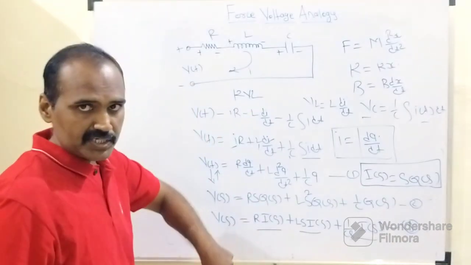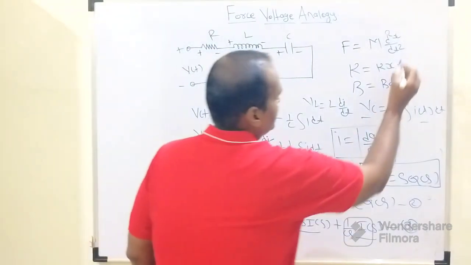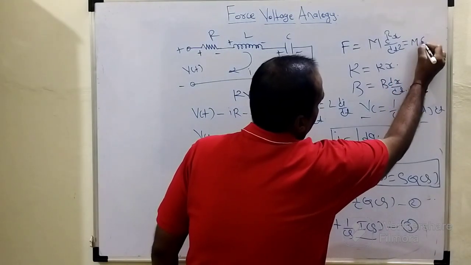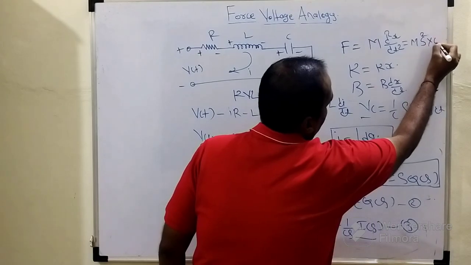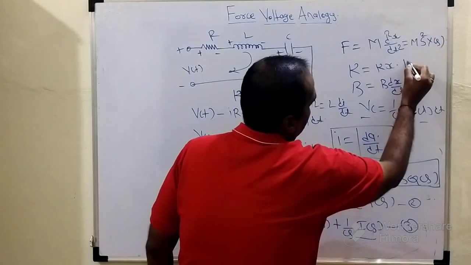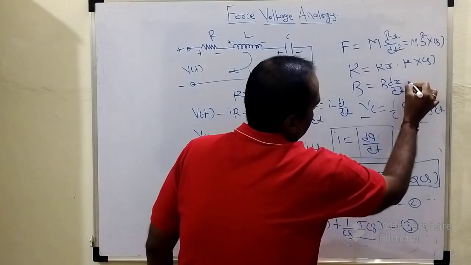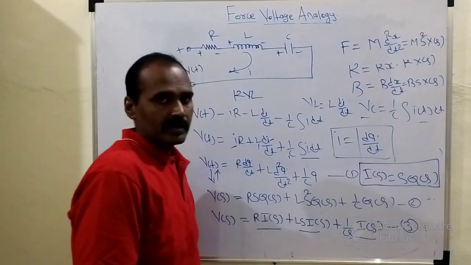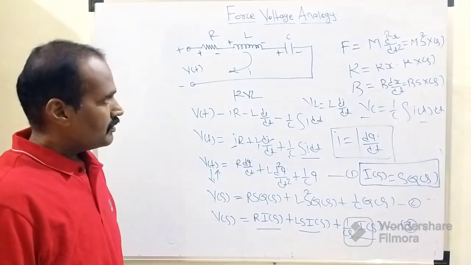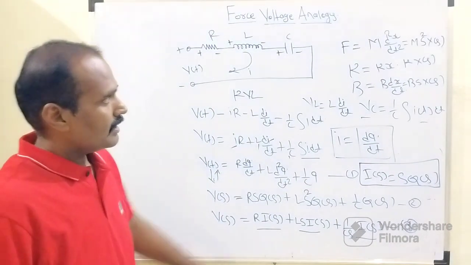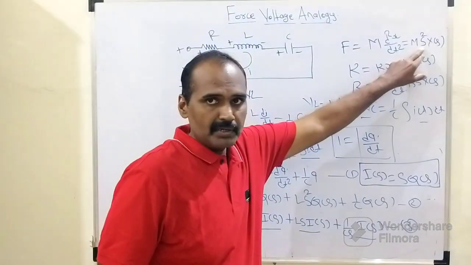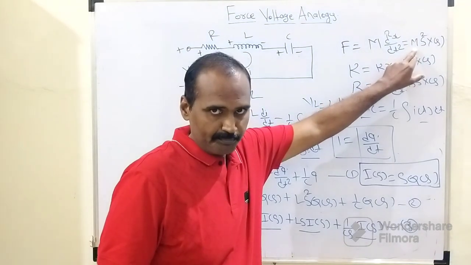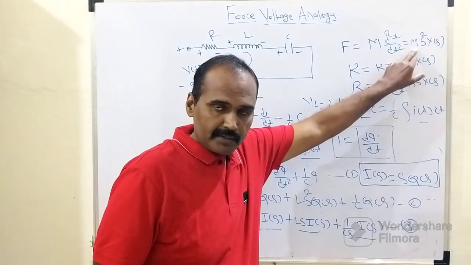So as a result of this, when we compare this equation number 3 with the force equation in terms of s domain, the force equation in s domain will become M s square into X of s, here K into X of s, here B s into X of s, right? So we will come to know that we have the second order Laplace variable s square associated with this capital M, and M stands for what?